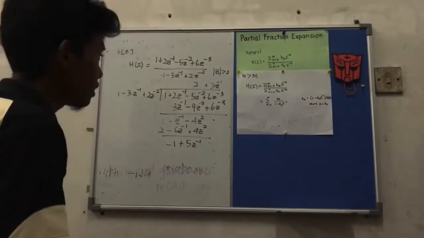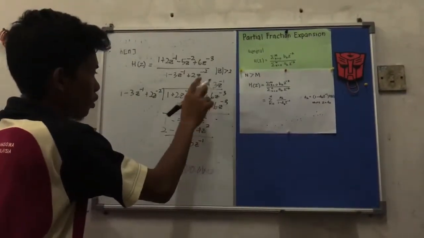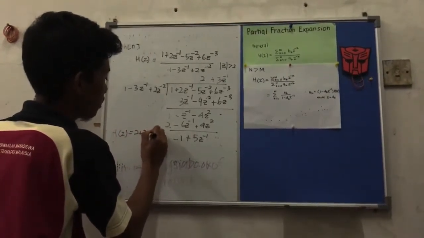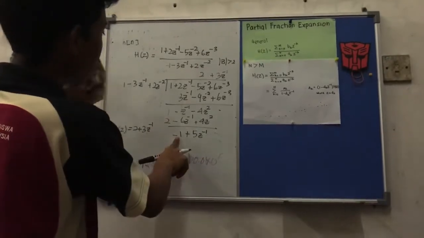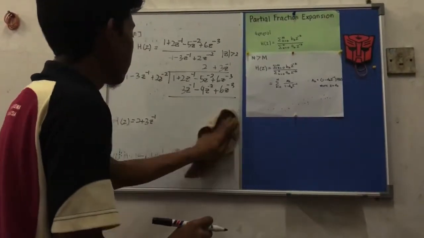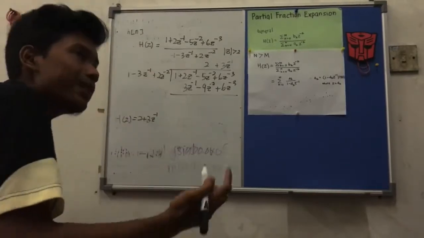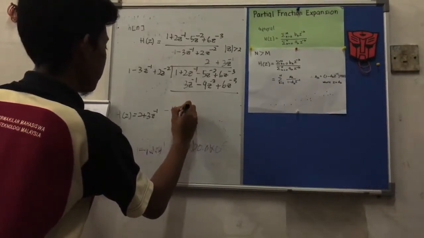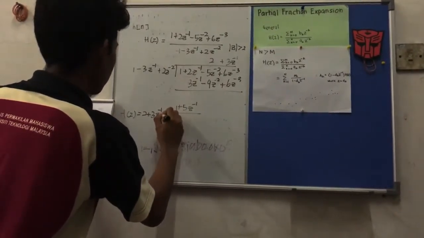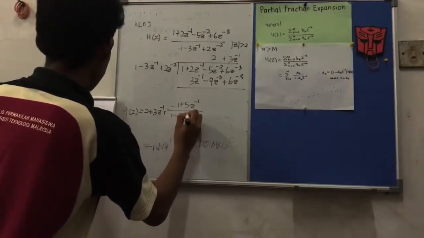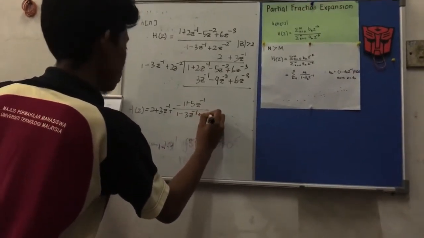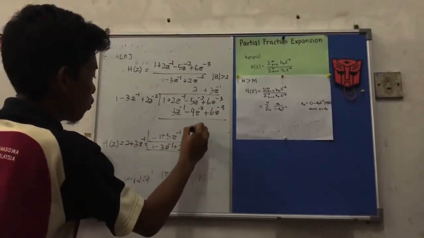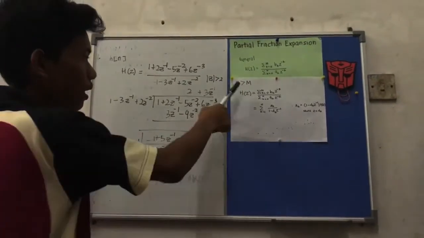So what's next is we put the H(z) here: 2 plus 3z^(-1), and we take the remainder as the numerator of the equation, negative 1 plus 5z^(-1), over 1 minus 3z^(-1) plus 2z^(-2). So this thing will remain, and for this particular part we proceed exactly the same as we did for N larger than M.